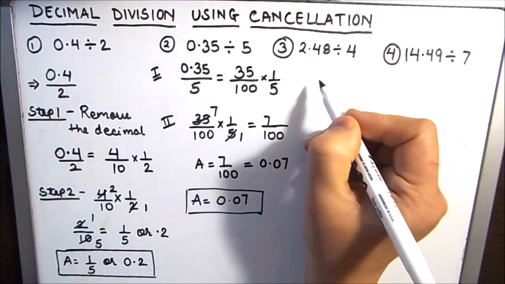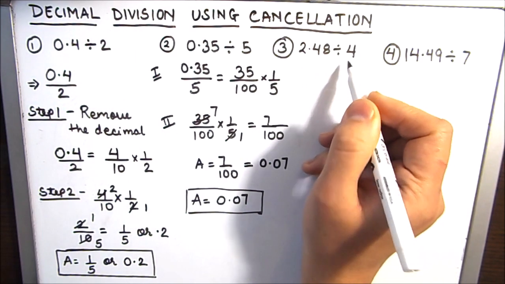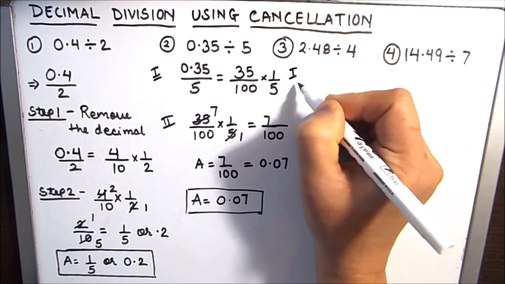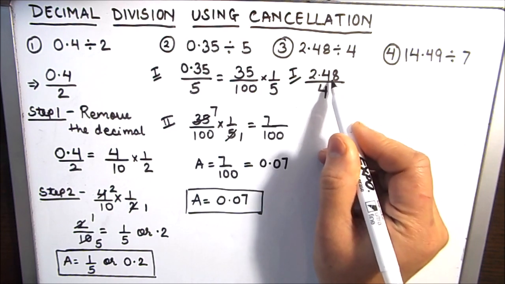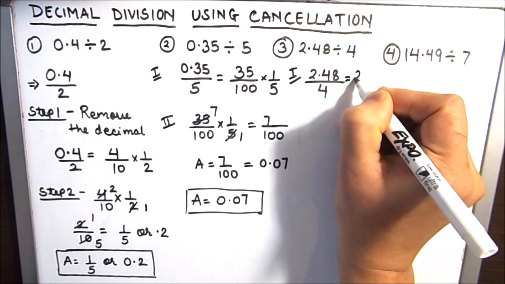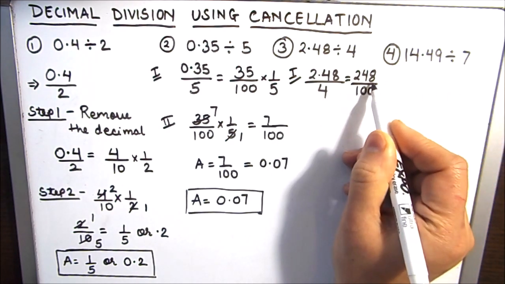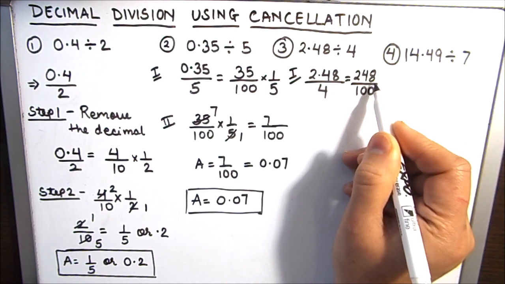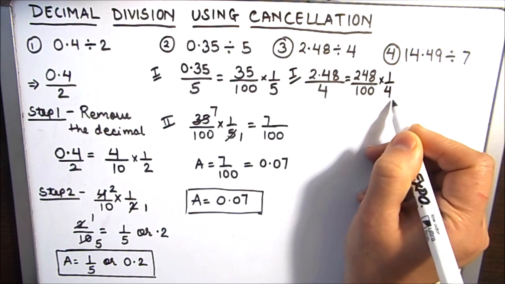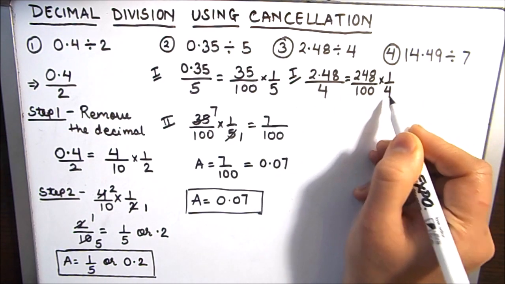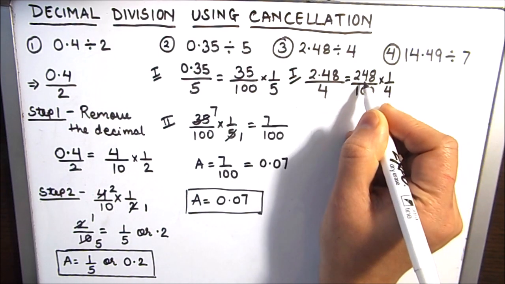Now let's move on to our third example, which is 2.48 divided by 4. So here too we'll do the first step, which is to remove the decimal. As there are two numbers after the decimal point, we will put 2 zeros in the denominator to make it equal to 248 and remove the decimal point. Also there is already 4 in the denominator. This 4 will always be there. So this is our first step where we have removed the decimal point.